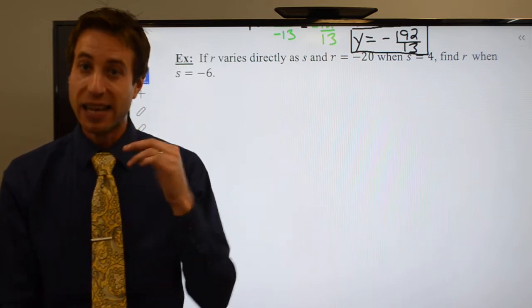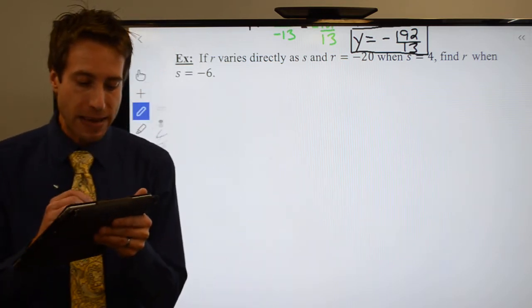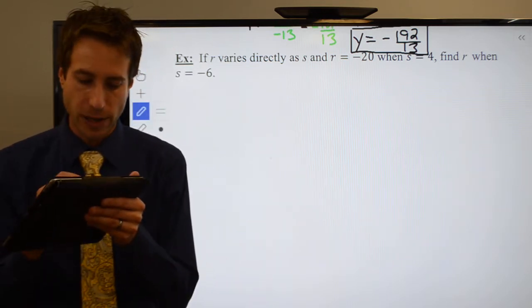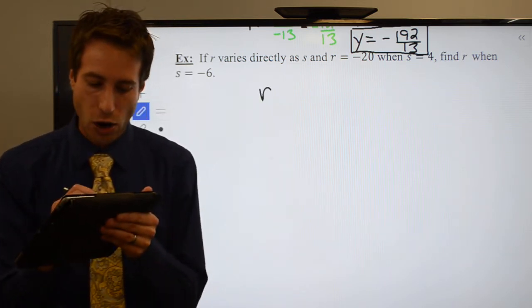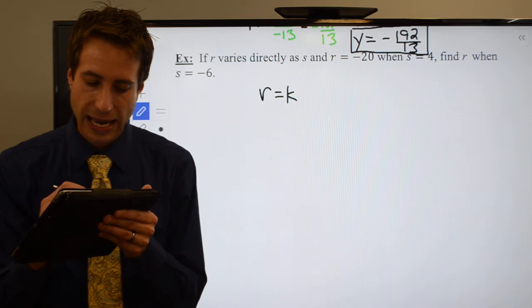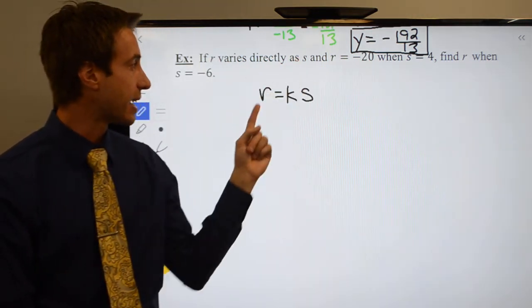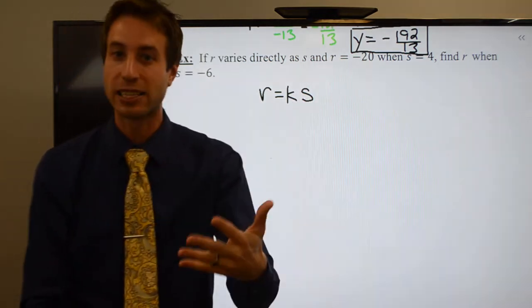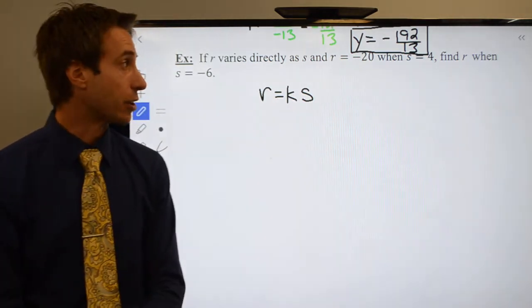So knowing that R varies directly as S, you should then be able to write this function. R varies directly as S. That means that R is equal to K times S. R varies directly as S. R equals KS, right? That's my direct variation formula for this particular problem.